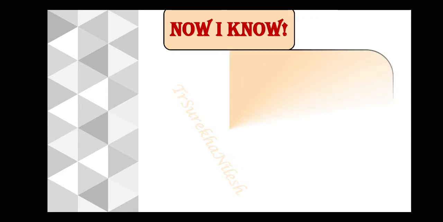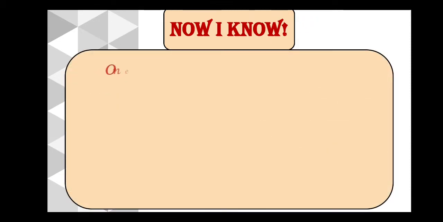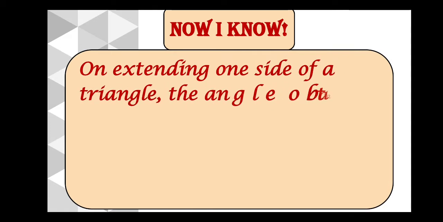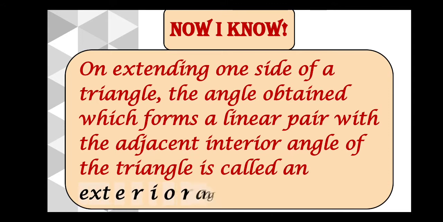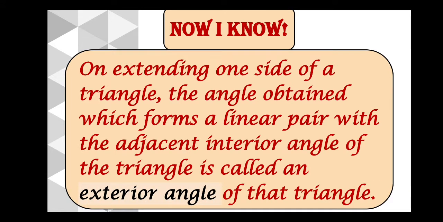Now I know. On extending one side of a triangle, the angle obtained which forms a linear pair with the adjacent interior angle of triangle is called exterior angle of that triangle.